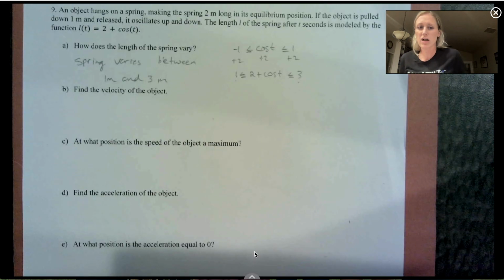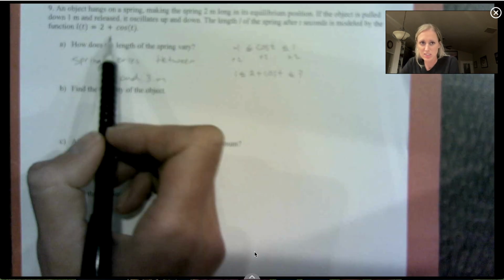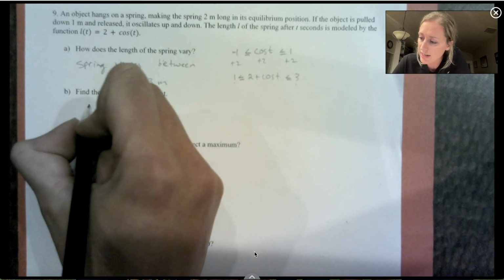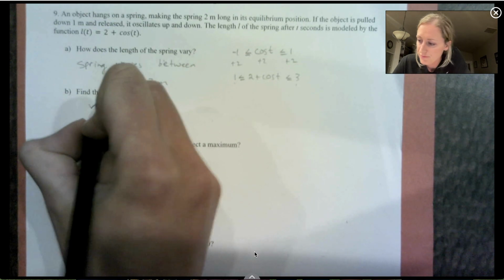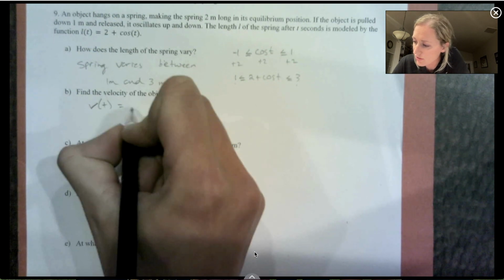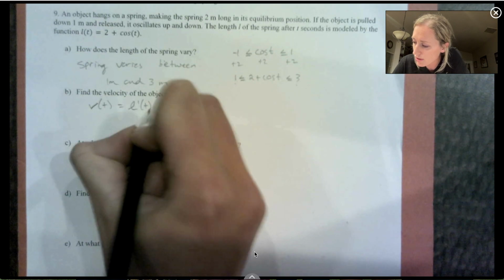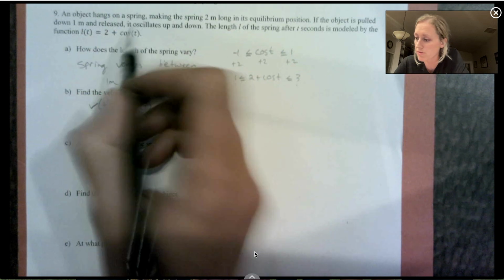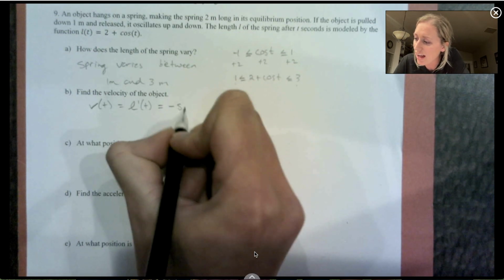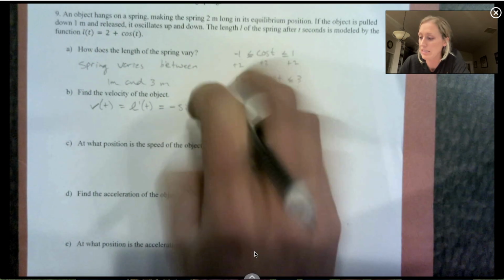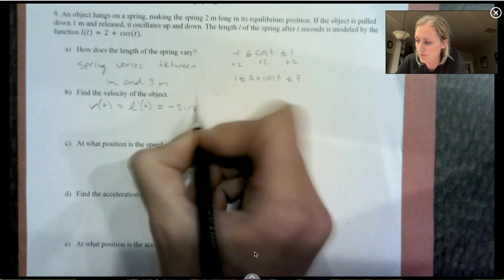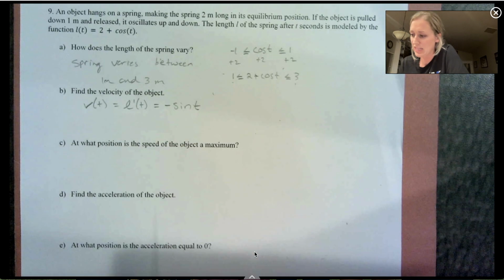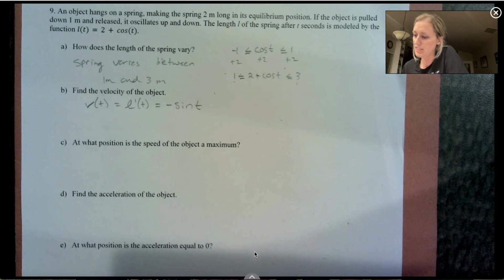Find the velocity. So this again is kind of like position. So velocity, remember, is the first derivative of our position. So we're going to find velocity of this time, which again is the first derivative of this L function. So if I were to find the derivative of this, derivative of 2 is 0, derivative of cosine is negative sine of t. Negative sine of t. So there is my velocity function, negative sine of t.